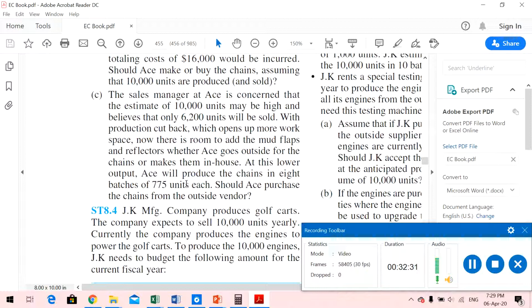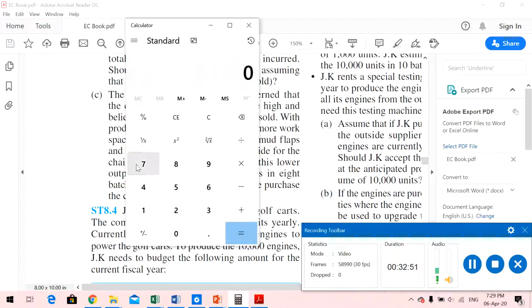Now at this lower output, ACE will produce the chains in 8 batches. Before there were 10 batches. Now they will be producing in 8 batches, right? 775 times 8 is 6,200. So in 8 batches we will produce 6,200 units. So what was the cost of one batch? If you remember, 200 was the cost per batch, right?